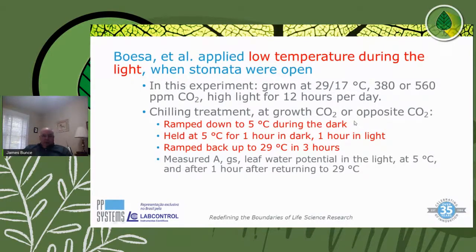So what we did with temperature was we ramped down to 5 degrees Celsius during the dark period, starting after the lights went out. Then it was held at 5 degrees for an hour in the dark and held at 5 degrees for an hour in the light, and then ramped back up to the normal daytime temperature over the course of about 3 hours. So this is a closer mimic of a natural chilling event.